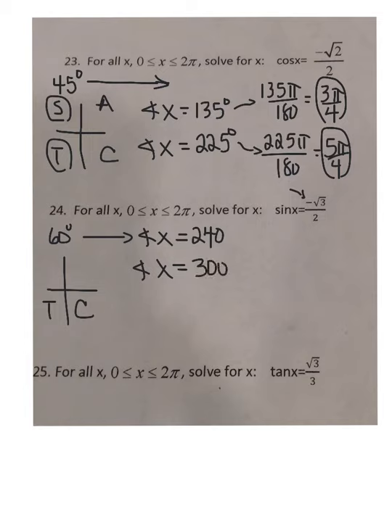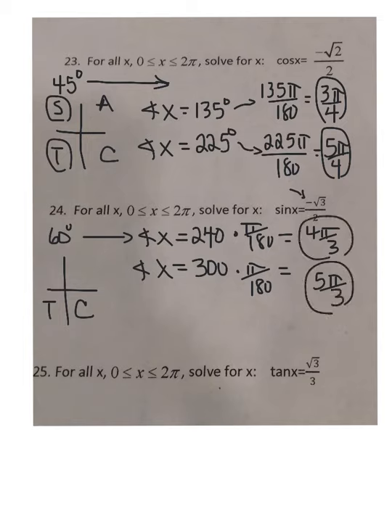And then all you need to do is multiply these guys by pi over 180. And then you're going to reduce your answer. And you will get, let's see, this one is 4 pi over 3. And this one is 5 pi over 3.